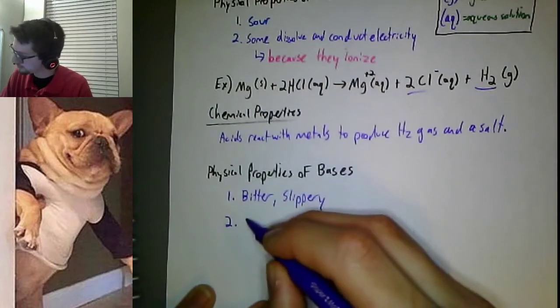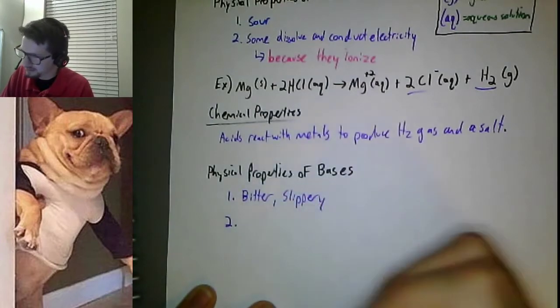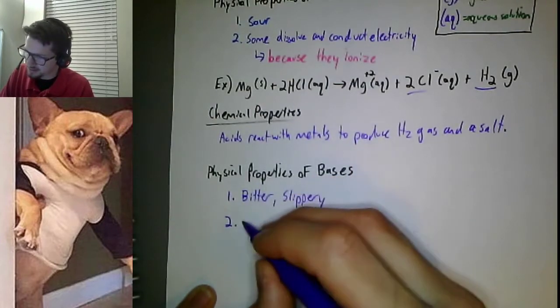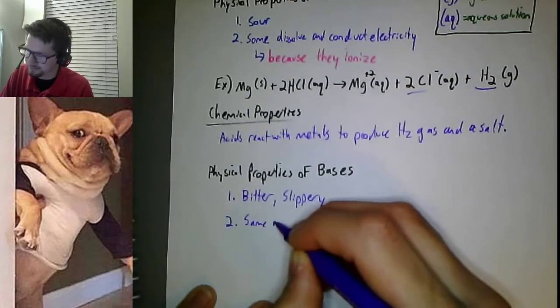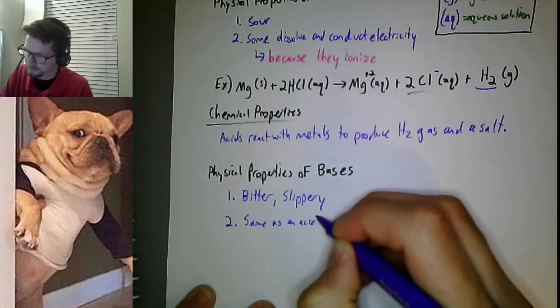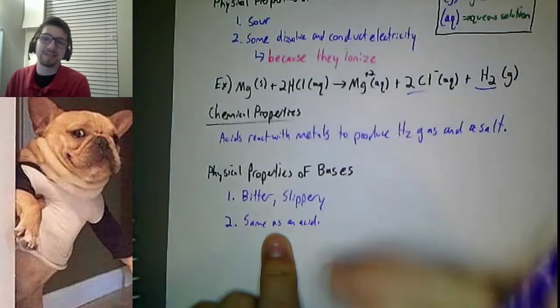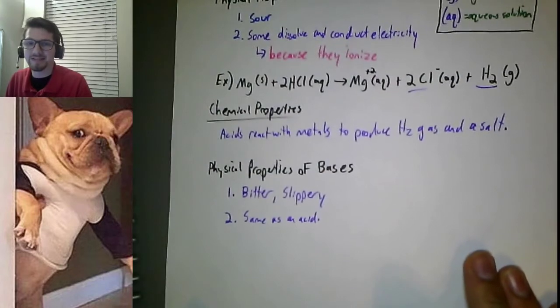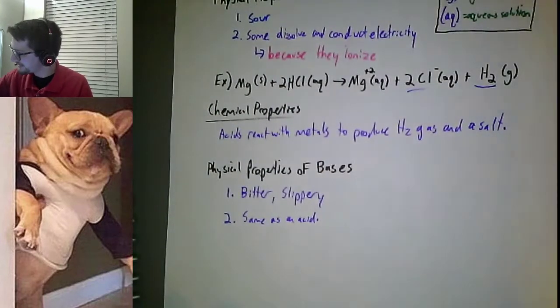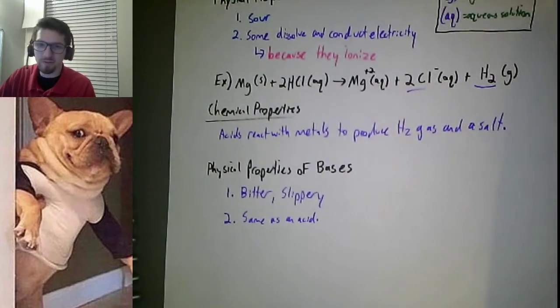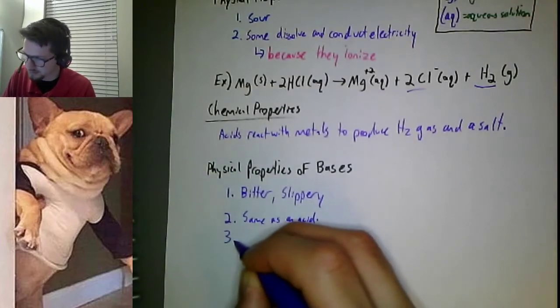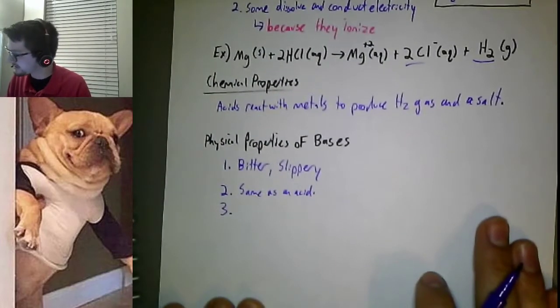Number two, awkwardly enough, it's the same as an acid. Some dissolve and conduct electricity because they ionize. Bases can do the exact same thing. But there's one more we have, and this one's more unique to bases.